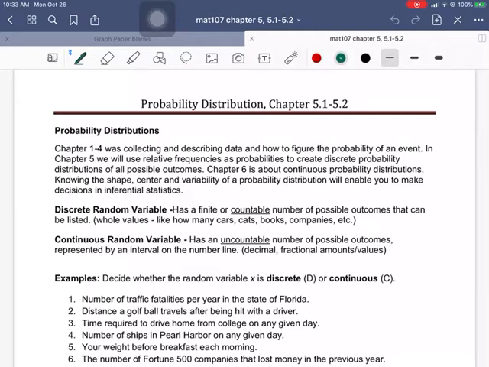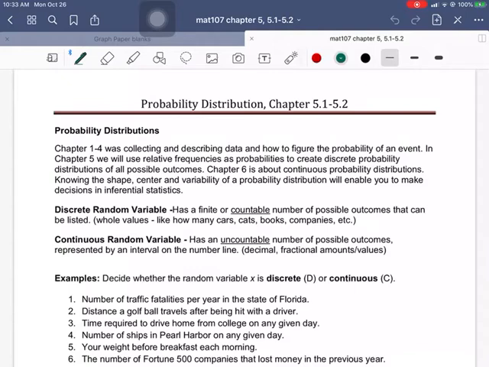So, discrete, let's remind ourselves what discrete random variables are versus continuous random variables. Discrete can be a finite, countable number of possible outcomes. How many cars, books, etc. Continuous are uncountable possible outcomes, like measured outcomes. They're fractional decimal values. Can't have a half of a car.